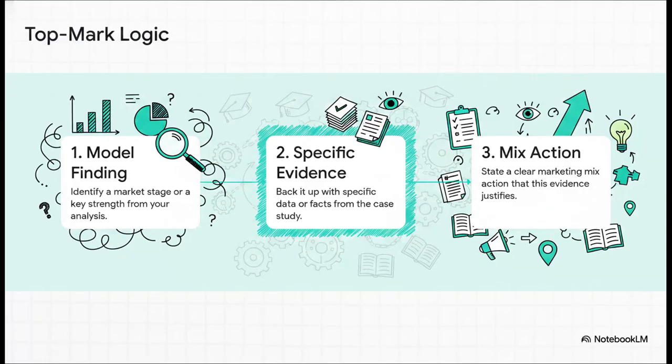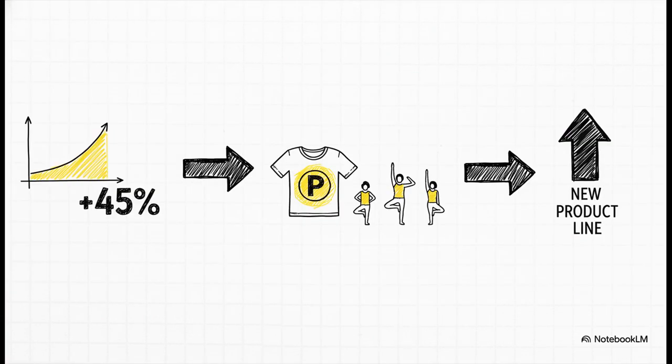I want you to think of it like a simple 3-step chain of logic. 1, you have a finding from your model, like the market is mature. 2, you back it up with specific evidence from the case study, like growth is only 4%. And 3, you state a clear marketing mix action that this evidence justifies. You just follow that chain every single time, and you cannot go wrong. Let's see it in action.